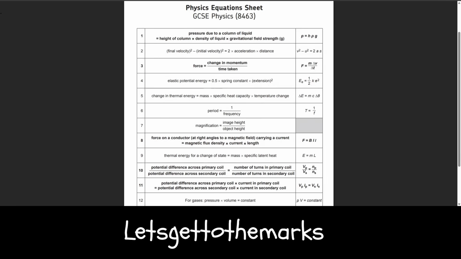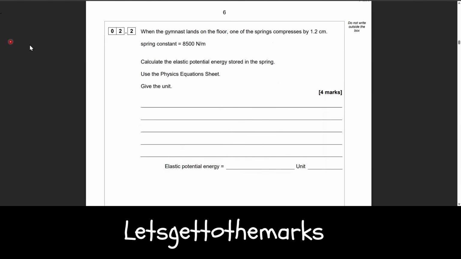Let's go. I don't know what I'm doing here, folks. All right, we're back. When the gymnast lands, let's write down the equation. It was Ee equals 0.5. Oh my gosh, I've already forgotten it. What was it again? I need to zing back because I've already forgotten it: 0.5 k e squared. So elastic potential energy is half times the spring constant times the extension squared.